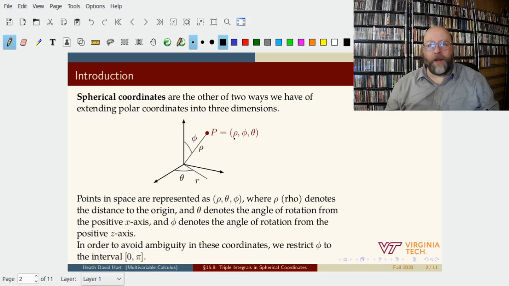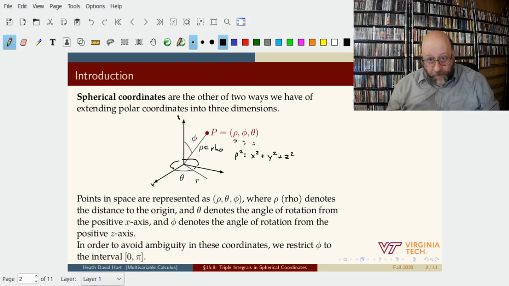A point in space has a triple of coordinates. The first coordinate is the Greek letter rho, which represents the distance to the origin. Since it's in three-dimensional space, the distance is the square root of x squared plus y squared plus z squared, or rho squared equals x squared plus y squared plus z squared. Theta is the angle from the positive x-axis, going around this way.